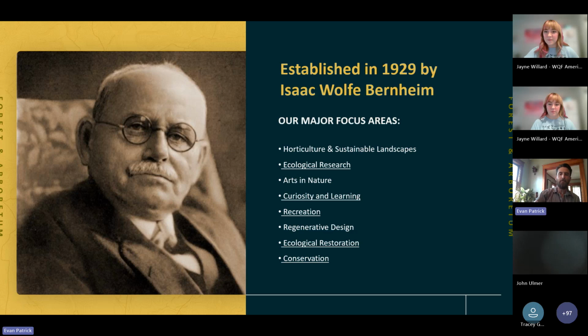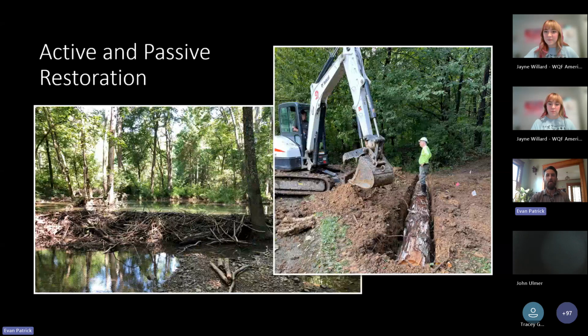Okay. So when we talk about restoration at Bernheim, we really break it into two primary strategies. We look at active restoration, which is kind of what you see as an example of that in that forward picture, and then passive restoration, which you can see that pretty sizable beaver dam in the back there. And over this presentation, I'm going to be talking about some examples of both active and passive.